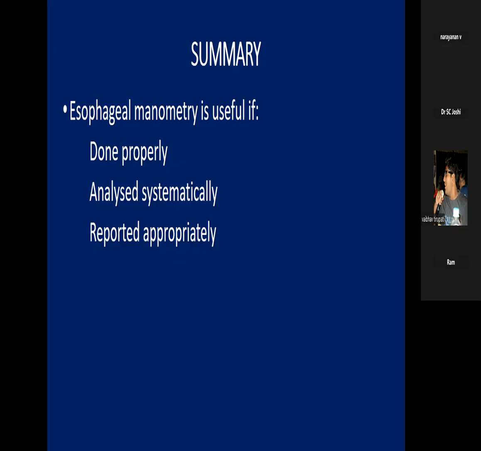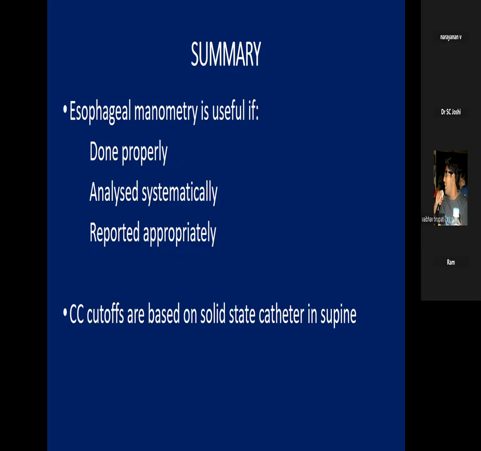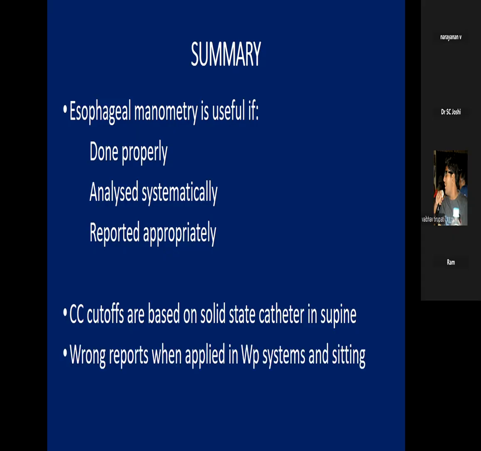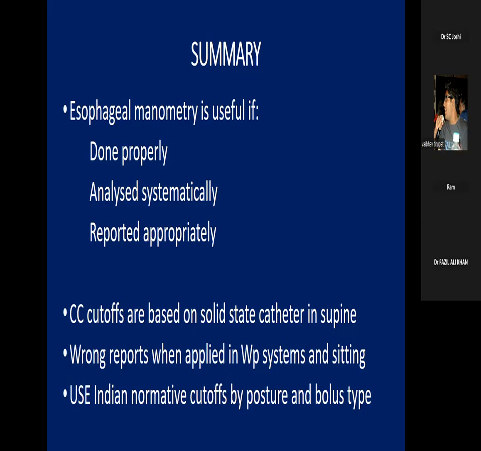The Chicago classification cutoffs are based on solid state catheter in supine position using water swallows. You will get wrong reports when applied in the water perfused system and while doing sitting. So use Indian normative cutoffs by posture and bolus type to get appropriate results. Thank you.